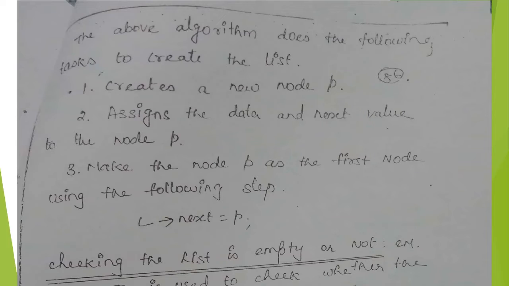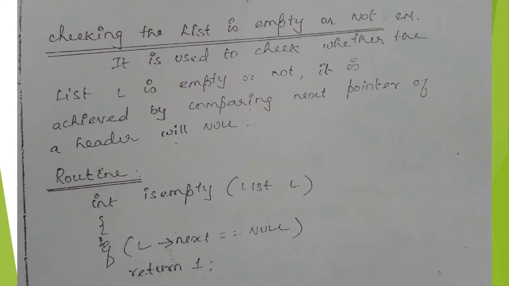It creates a new node P, assigns data and next value to P, and makes the node P the first node using the step L's next is equal to P. That is, L is the header node. Next one is checking whether the list is empty or not.